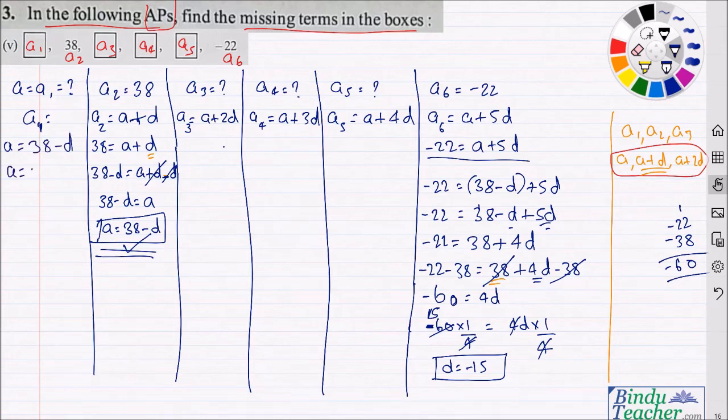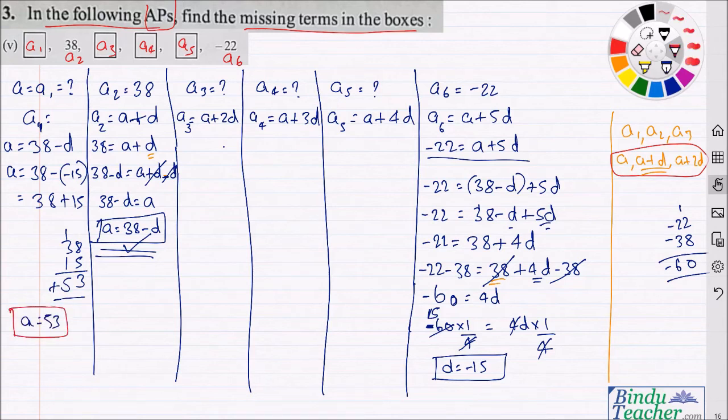So a equals 38 minus the value of d, which is minus 15, which equals 38 plus 15. So let's quickly add 38 plus 15. We have 8 plus 5, which is equal to 13. We have 53, which is plus 53. So the value of a is 53. Okay, moving on to the second equation. For the second equation, we don't have to do anything because we already have the value of a2 as 38. Let's move on to the third equation.